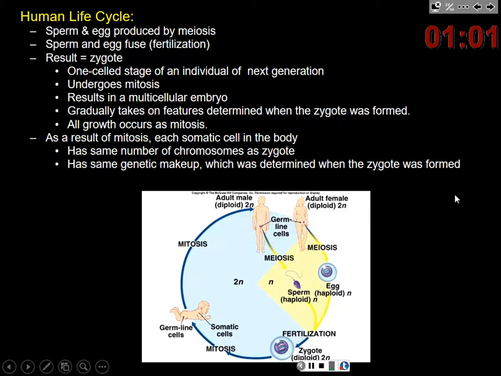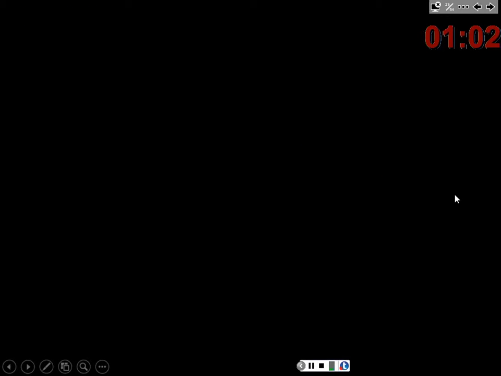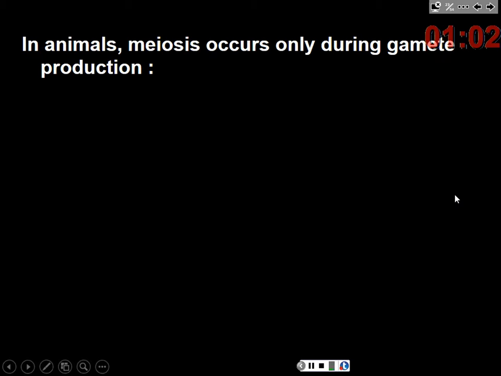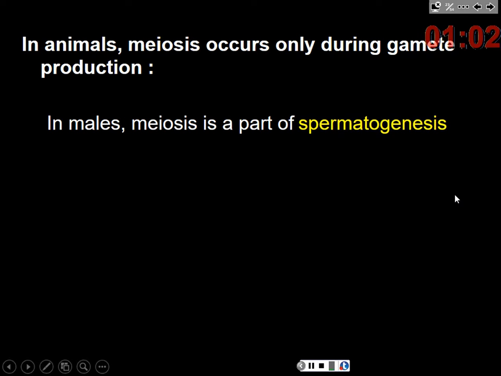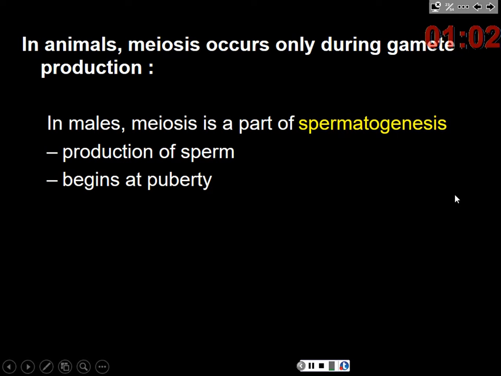You good? Got it. Okay, meiosis is part of larger processes. In the male, it's called spermatogenesis, and the result is sperm. Spermatogenesis produces sperm, and it occurs in the testes. It starts at puberty.